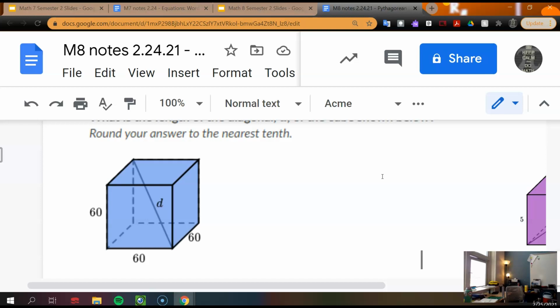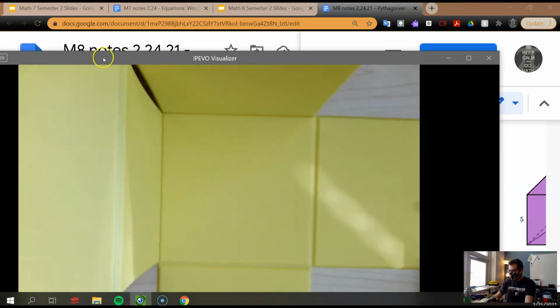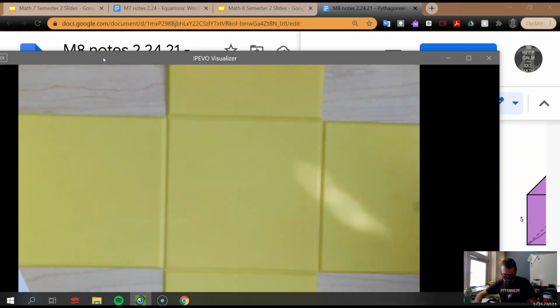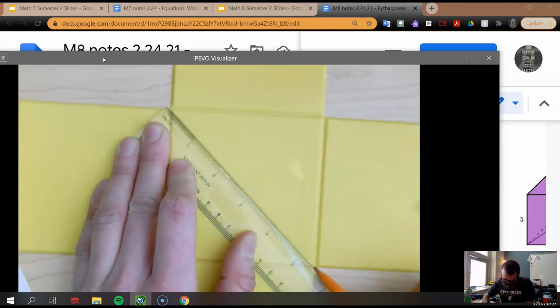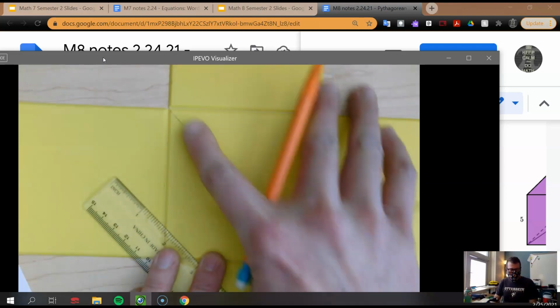On your paper, draw a little right triangle that is 60, 60, and then we'll solve the hypotenuse. Grab a calculator and do that. It is the square root of 7,200 is what you should be getting. So guys, what you just found is this bottom diagonal. You with me?